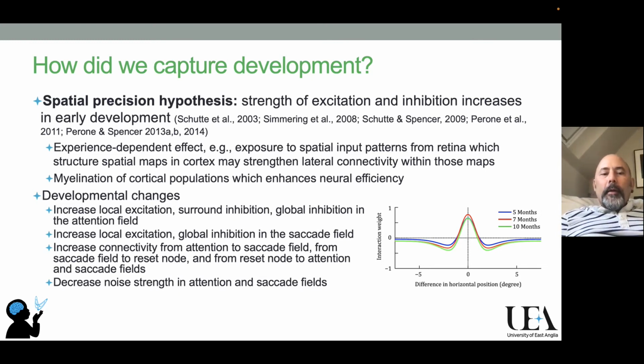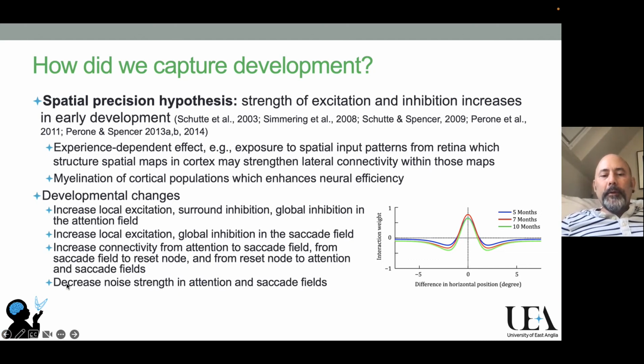So what we did in the model to implement this spatial precision hypothesis was we literally increased the strength of excitation and inhibition within the different pieces of the architecture. So we increased the strength of local excitation, surround inhibition, and global inhibition in the attention field. Likewise, in the saccade motor field, we did the same thing. We also then increased the strength of connectivity from the attention field to the saccade field, from the saccade field to the reset node, and from the reset node to the attention and saccade fields. So basically turning up the gain on excitation and inhibition throughout the model architecture.